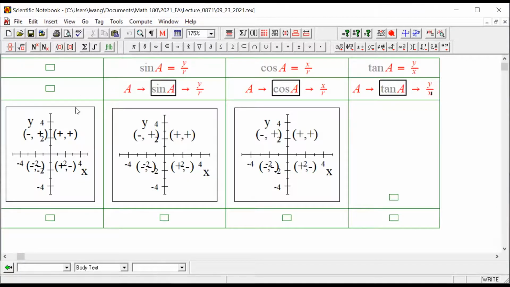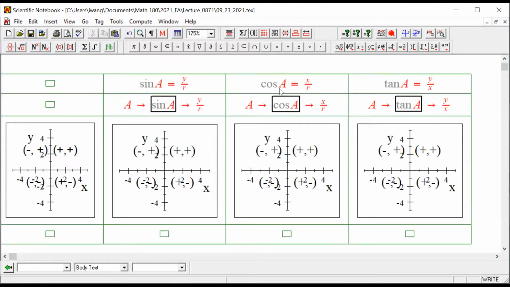Y over x represents what? Positive divided by positive is positive. So for tangent, right, it is a positive divided by positive. This picture sometimes somewhere is messed up. But you guys understand what I'm saying, right?